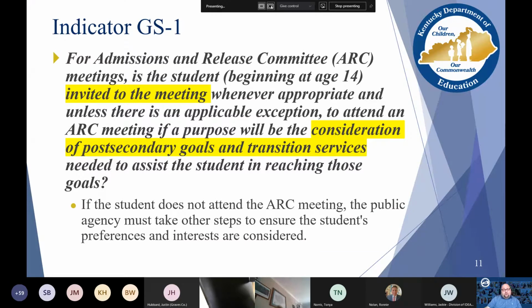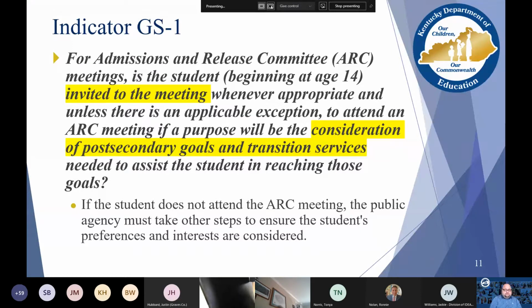And if you've heard me before in anything, notice that it says, has the public agency taken those steps? Those have to be documented. So if not one, then the other. This is one of the first things that we look at when we're looking at your files and your ARC meeting notes of a meeting that happens with a child related to your facility.